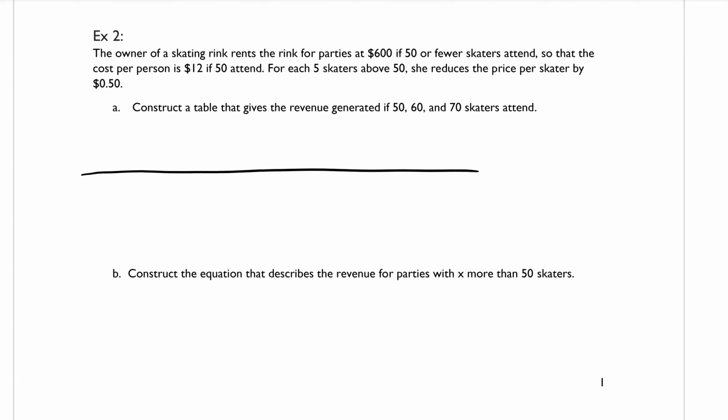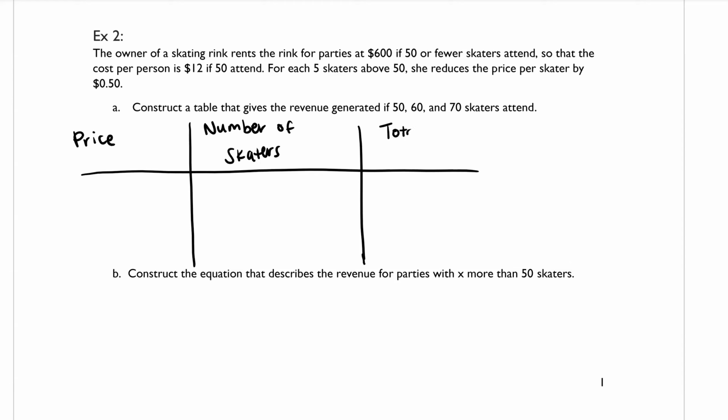So I'm going to make a table. This table is going to look a little bit different just because normally we just have 2 variables, the input and the output, but I'm going to make 3 columns. The first column will represent the price, the second column will be the number of skaters, and the last column will be the total revenue. In the problem, it's established that if there are 50 skaters, then the price per skater would be $12. To figure out the revenue, we just multiply those numbers together.